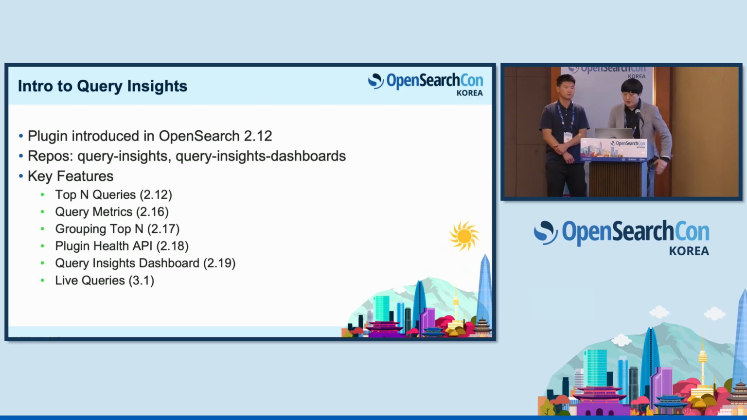We have been shipping this incrementally since OpenSearch 2.12, and I want to show you what we have built so far. As I mentioned before, Query Insights is composed of a backend and a frontend plugin. Once you install both, you can use it with APIs or on dashboards. Here's a list of the features we have released.